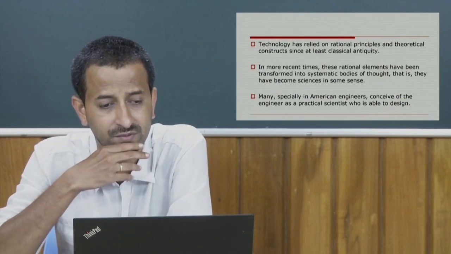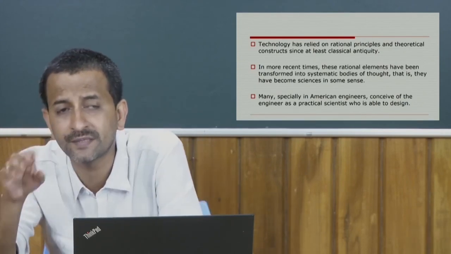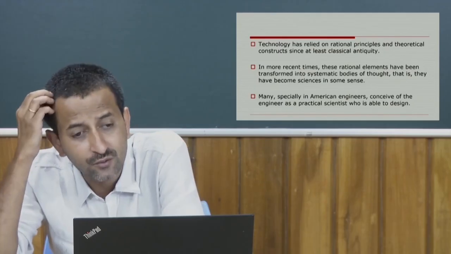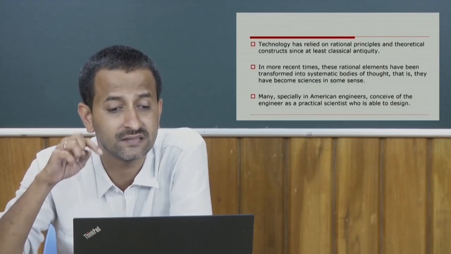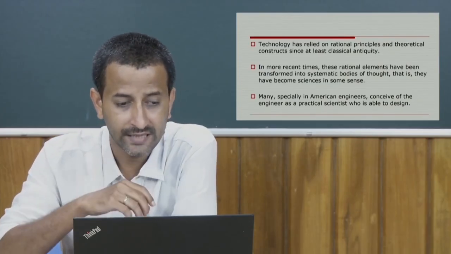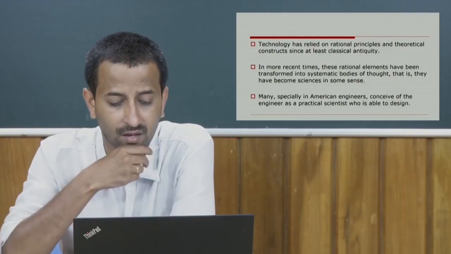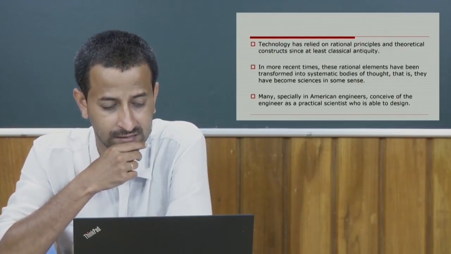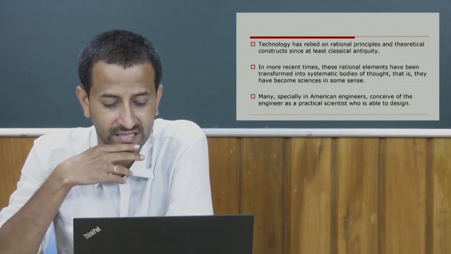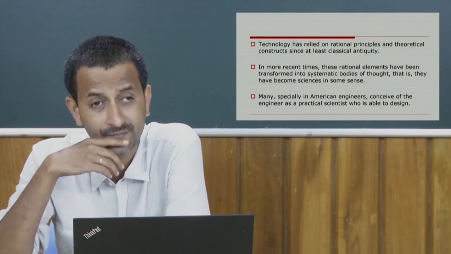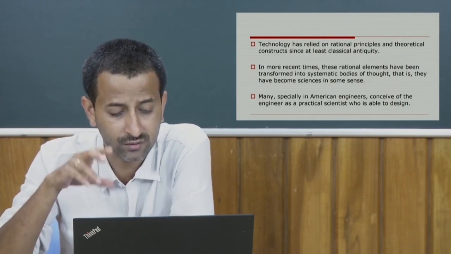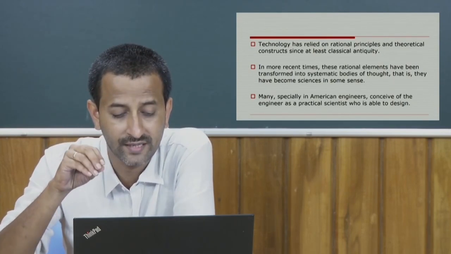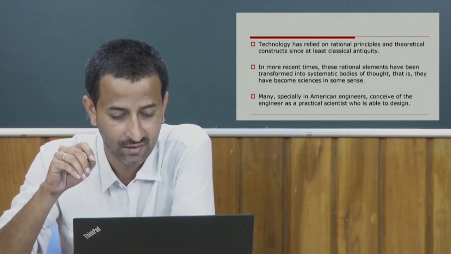In more recent times, these rational principles, norms and values have been transformed into systematic bodies of thought, that is, they have become sciences in some sense. And it is these theoretical parts of technology that present the biggest problem for models of the interaction of science and technology. Zilsel, who provided a Marxist interpretation of the relationship between science and technology, thought technological rules were embryonic laws of nature.